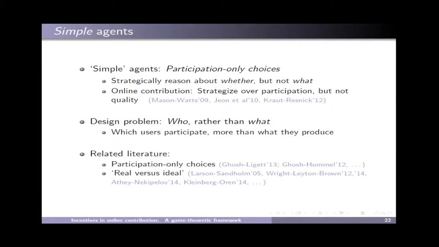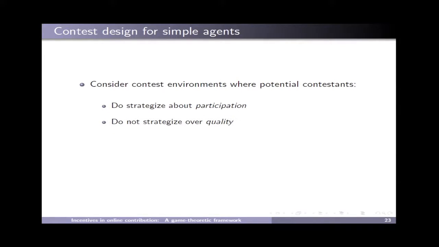Okay? And there is, of course, this idea of participation-only choices has appeared before, and this broad idea again of real versus ideal is, of course, something not surprising that's appeared before. I'm going to talk about it specifically in this setting. But I do think that this idea of simple agents is something that may be relevant quite broadly in a variety of low-cost contribution environments, where people are not really talking about huge cost-benefit analysis like in auction design theory, but where they're talking about really small costs and benefits. And this is something that experimental work needs to verify.